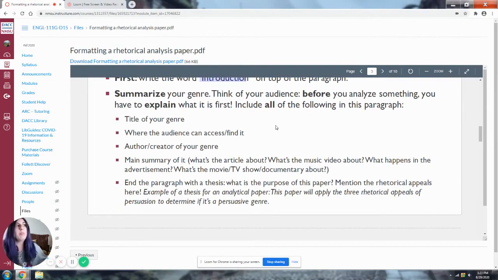The introduction paragraph should include all of this. What is the title of your genre? Meaning, what is it called? If you chose a song, what's the song title? Whatever the title of the genre is. Where can the audience find it? This is important for me as well, so that if it's not a link that you found online, I know where to access it. So where can the audience find it? Where can they access it? Who created the genre? Who's the author or creator of the genre?